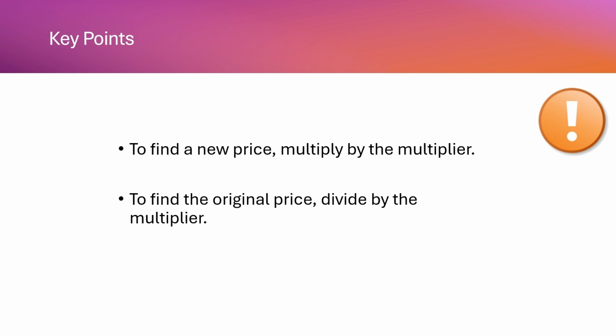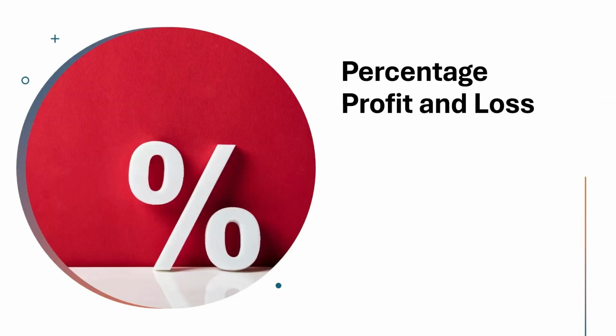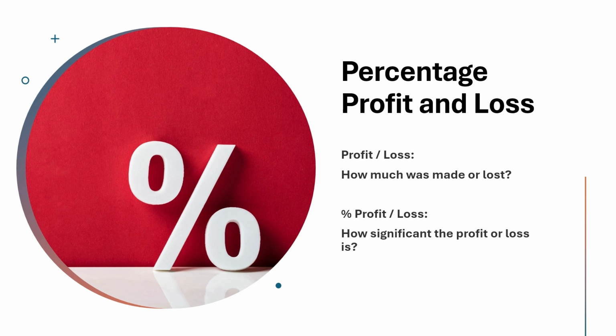Percentage profit and loss. To calculate profit and loss, begin by finding out how much money was made or lost from the sale. This is done by subtracting the original purchase price from the selling price. Work out the percentage profit or loss. Next, to understand how significant this profit or loss is, compare it to the original cost. Divide the profit or loss by the original price, then multiply by 100. This gives you the profit or loss as a percentage of what you originally paid.